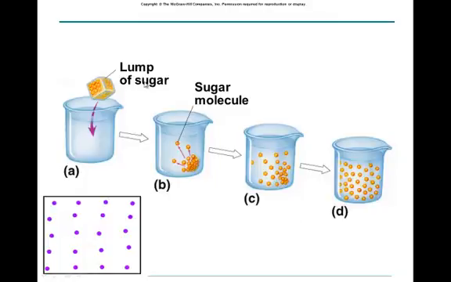We put in a lump, in this case, of sugar, but it could be a dye pellet as well. And then the individual molecules or atoms disperse evenly because of simple diffusion, and they end up in what we call a dynamic equilibrium.